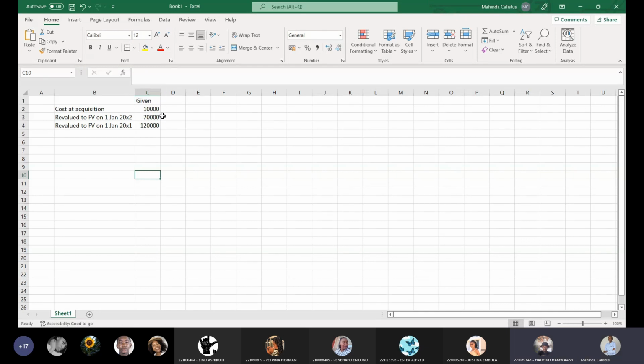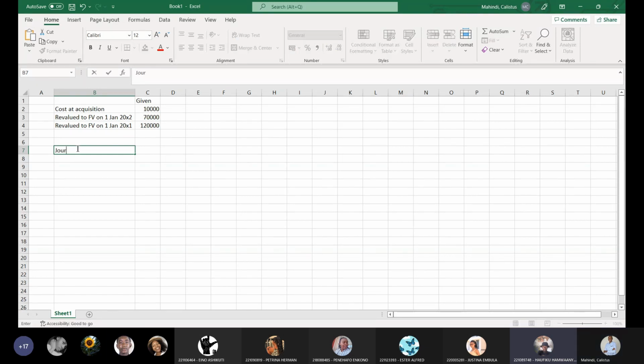Okay, so what is the required? Show the journal entry to account for the revaluation on 1st of January 20x2. So we have to show journal entries to account for revaluation on 1st of January 20x2. Let us start with the journals for 20x1. Although we're not required to prepare the journals for 20x1, let us prepare them.